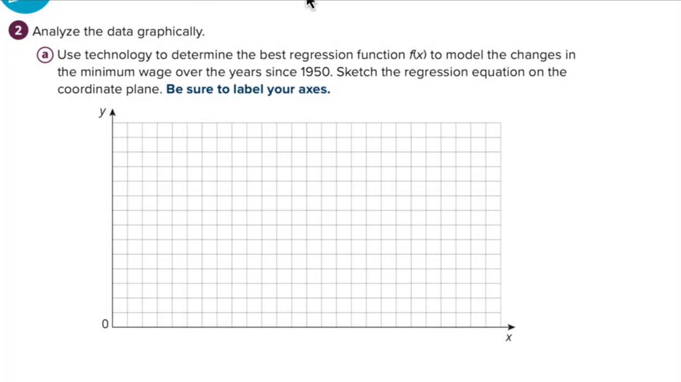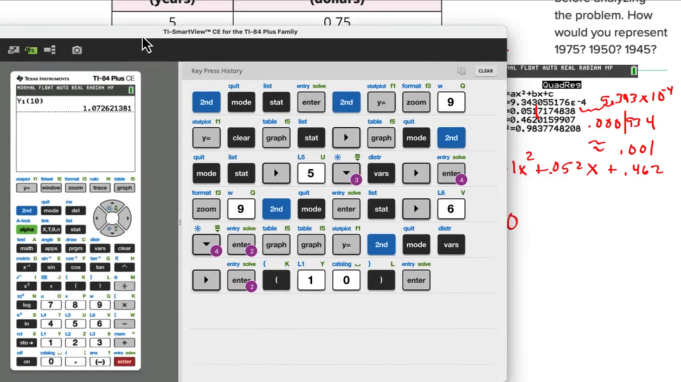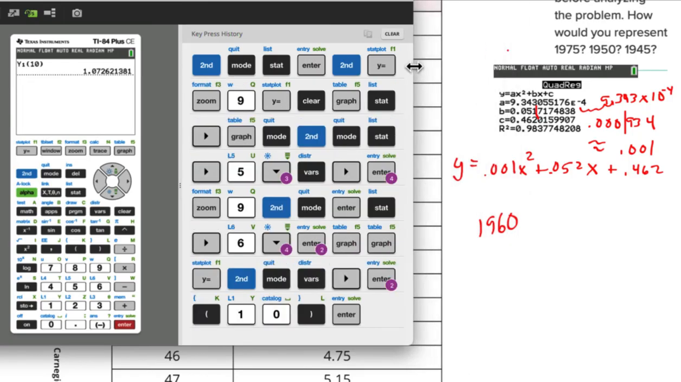Now, so let's turn the page here, and then it says, let's analyze this data graphically. Same data. Use technology to determine the best regression. All right, so we just did what? We just did quadratic. Now what we're going to do is use the same data, and we're going to go through the same exact process, okay? We're going to keep our eye on that r squared, right? So, but we're going to do the whole process again.